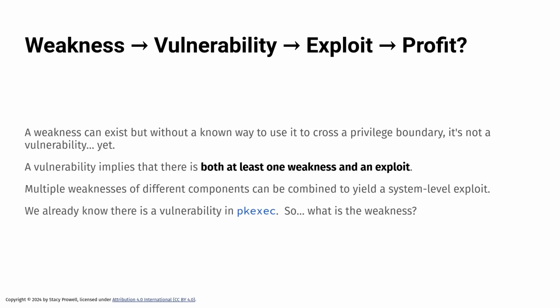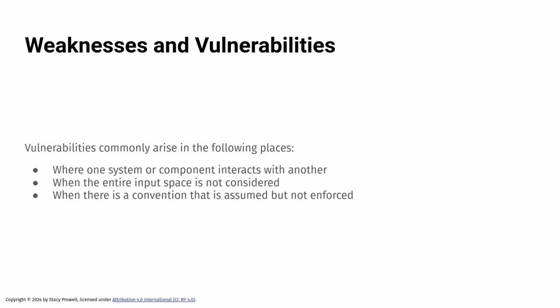Now, we already know there's a vulnerability in pkexec. So it's reasonable to ask, what was the weakness? They said something like memory corruption? Let's go take a look at what it is. And I'll remind you of this important point. Vulnerabilities commonly arise when one system or component interacts with another. So they occur at these interfaces. So we'll look for that.